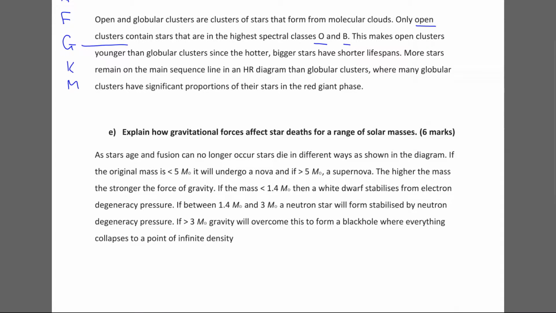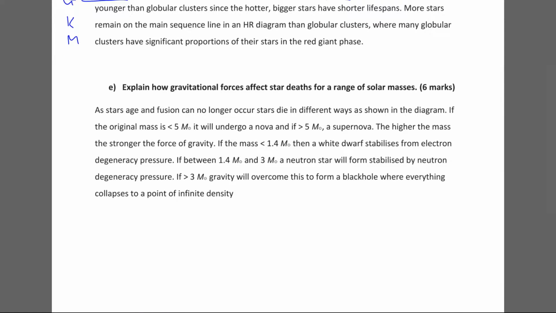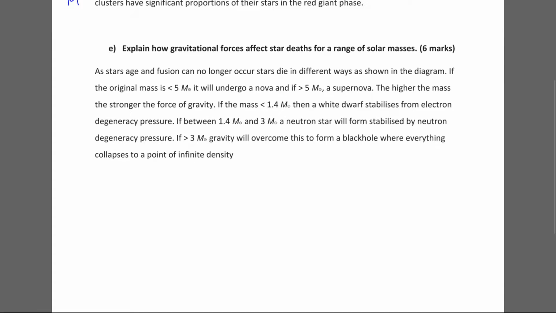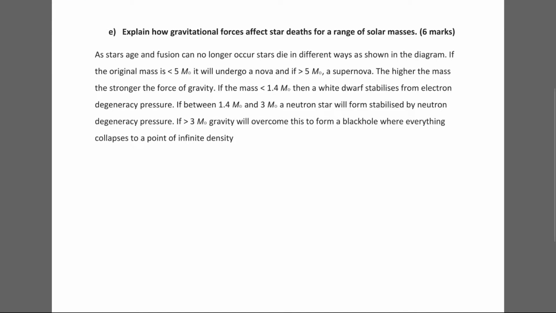Okay, question E. This is a really interesting one. Explain how gravitational forces affect star deaths for a range of solar masses. Now, this is the 6-mark question for the option topic. It's pretty big, and there's a lot of information there. And it's hard to remember all this information. I always remember it in forms of a diagram, which I'll probably draw after I've read my answer for this question. Okay.